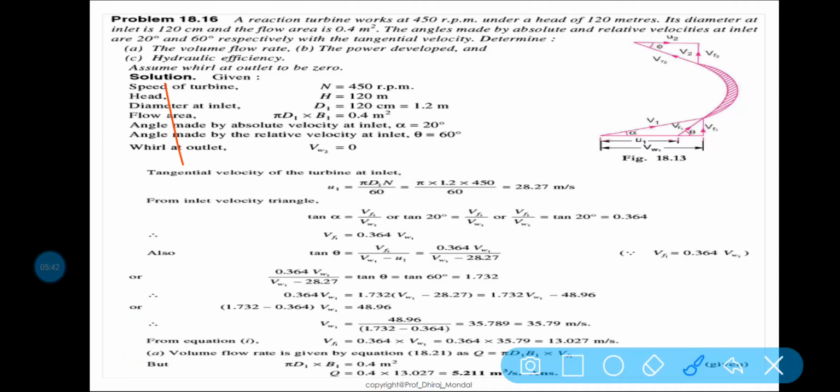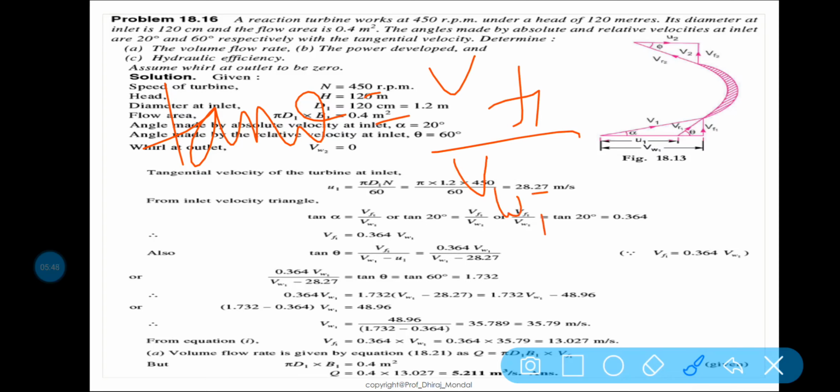But from another side, theta is given. Tan theta is equal to what? VF1 by VW1 minus U1. Can I write this? This is your tan theta. So mathematically, I can write from this triangle, tan theta is equal to VF1 by VW1 minus U1. Now you know that this is your equation.